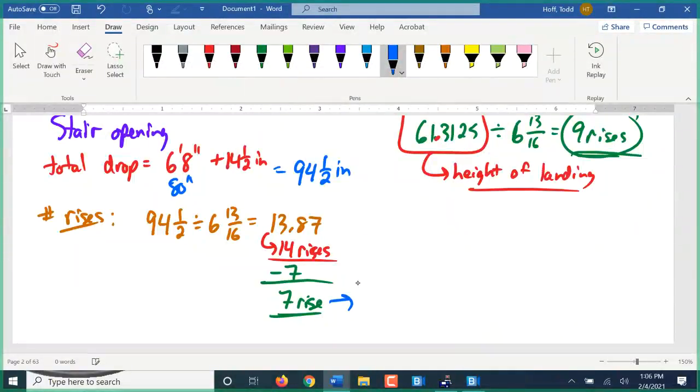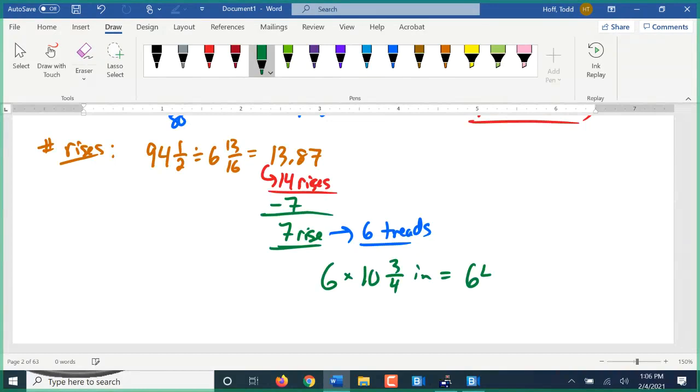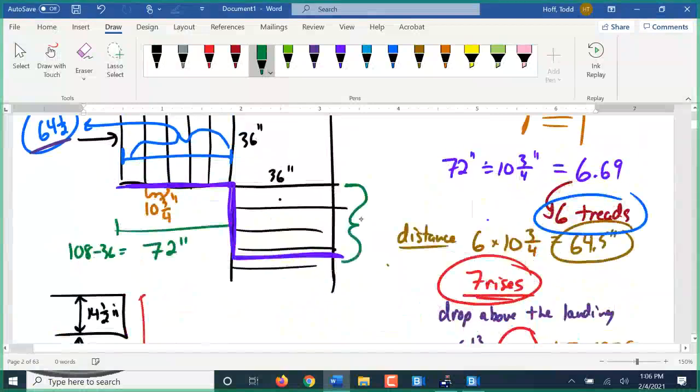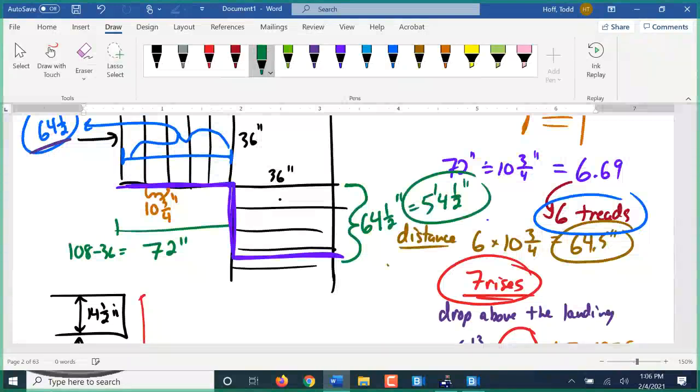7 rises, of course, turns into 6 treads. 6 times our 10 3/4 inches is 64 1/2 inches. So this distance here that we need to go is 64 1/2 inches, or 5 feet 4 1/2 inches. That's how far the stair opening has to go around the corner. Any questions there?